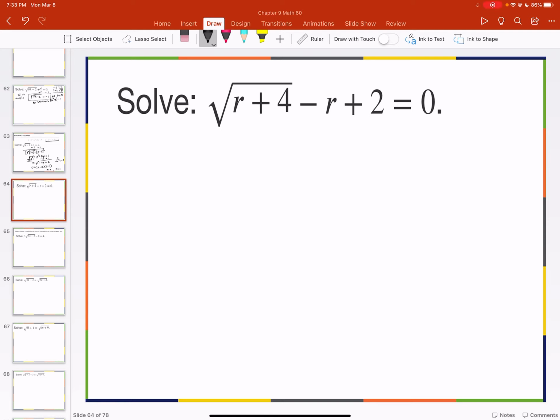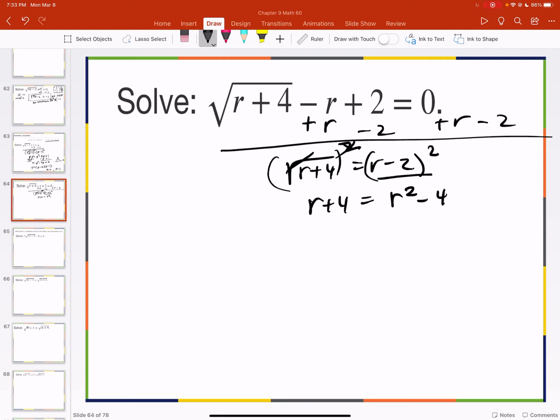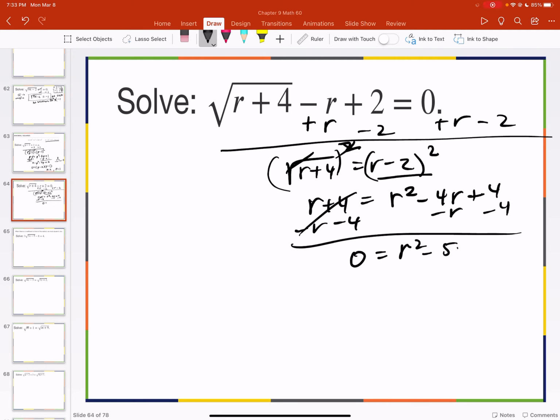So then let's say here we would add r to both sides and subtract 2 from both sides. So you would get the square root of r plus 4 is equal to r minus 2. Square both sides. This will cancel. You get r plus 4 is equal to, this is a perfect square trinomial, first term squared minus 2 times the product, that's 4r, plus 4, minus r minus 4 minus 4, right? We get 0 is equal to r squared minus 5r. And these cancel out, actually, so that's it.